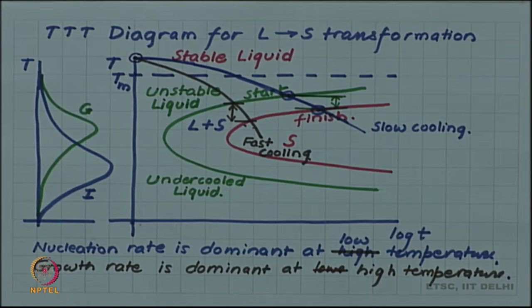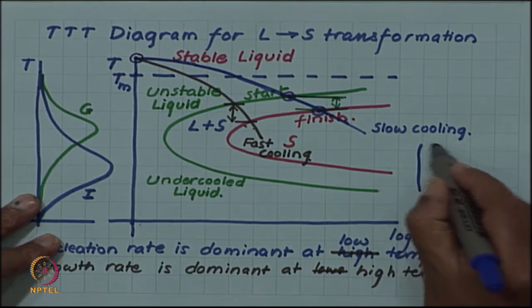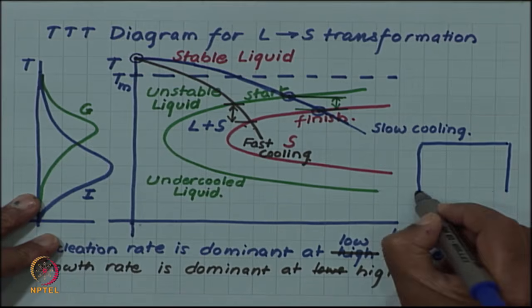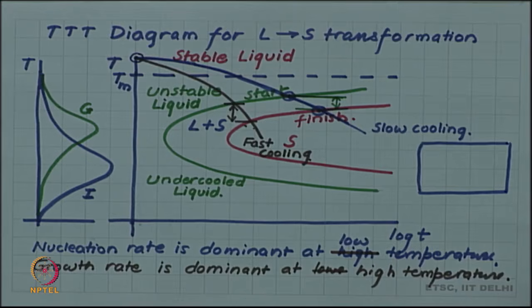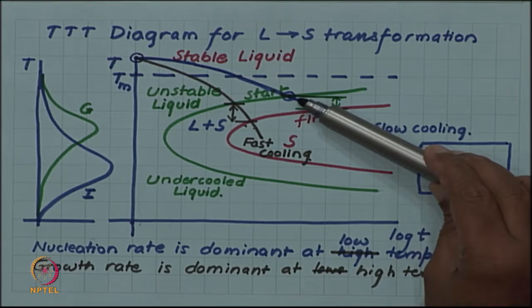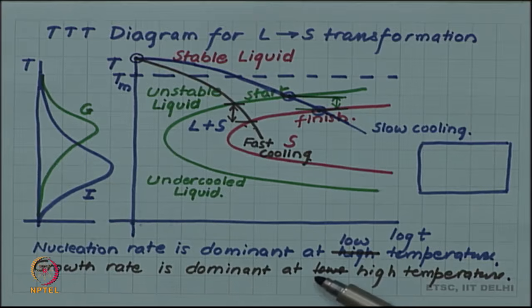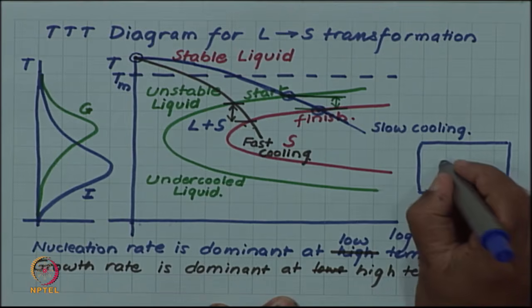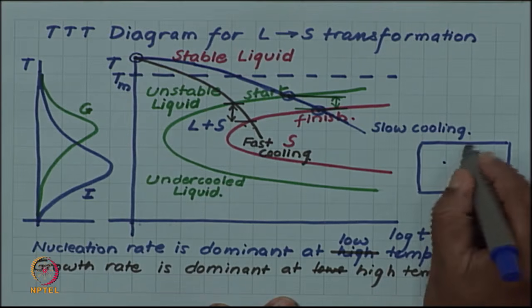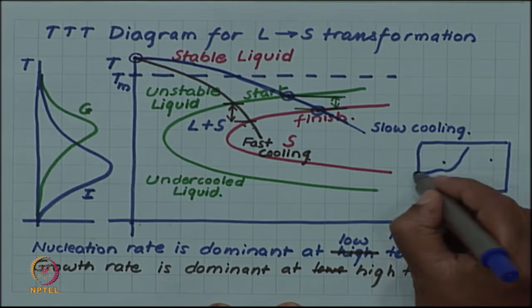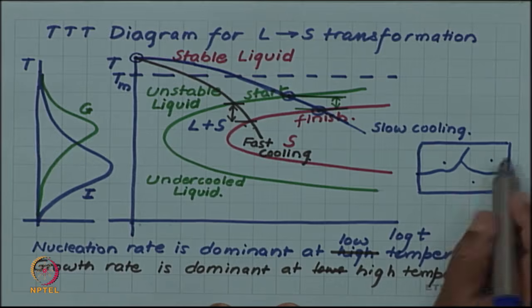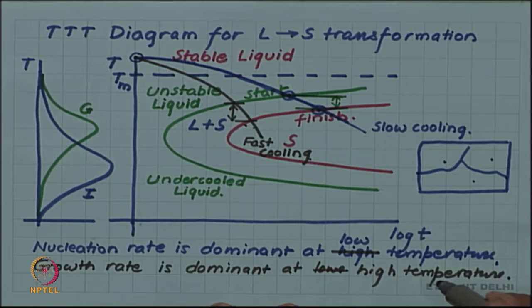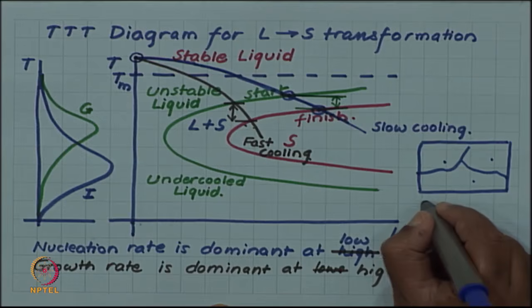Now, you can imagine what is happening in your liquid. So, if you have a liquid, and in slow cooling the transformation temperature was higher. So, the growth rate is higher and growth rate is more dominant than the nucleation rate, which means few nuclei will form, but they will grow very fast. So, few nuclei form and they grow very rapidly. So, you will end up with large grains or coarse grains.